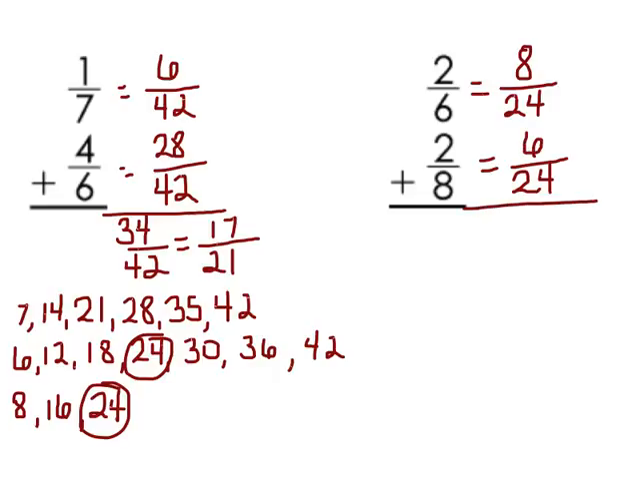My denominator is now the same, so I can add. And 8 plus 6 is 14. They're both even numbers, so I could simplify it. 14 divided by 2 is 7. And 24 divided by 2 is 12. And that is my final answer.